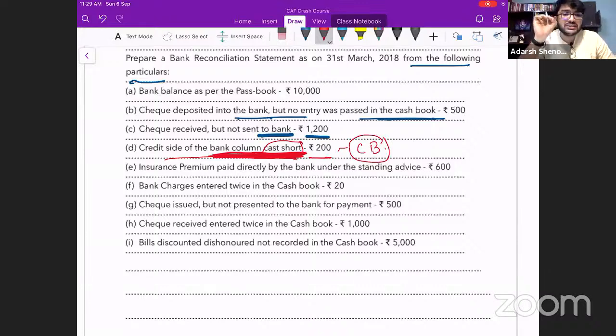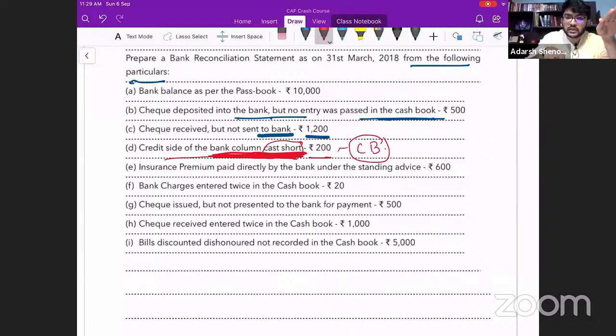Now, coming back to this. Sir, what should I do? Which balance is moved because of this, the cash book or passbook? The cash book has moved upwards or downwards? It has moved upwards. Cash book has moved upwards because you're showing more balance. Now, can you tell me what should you do?